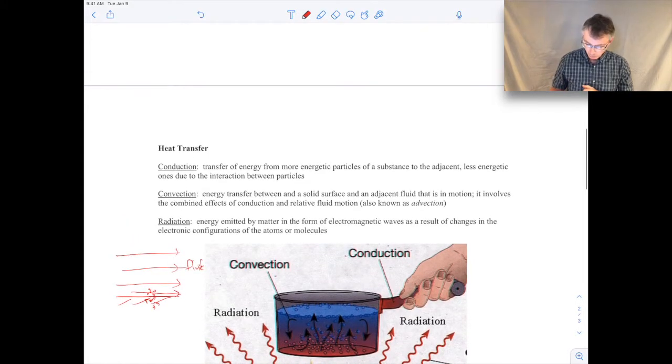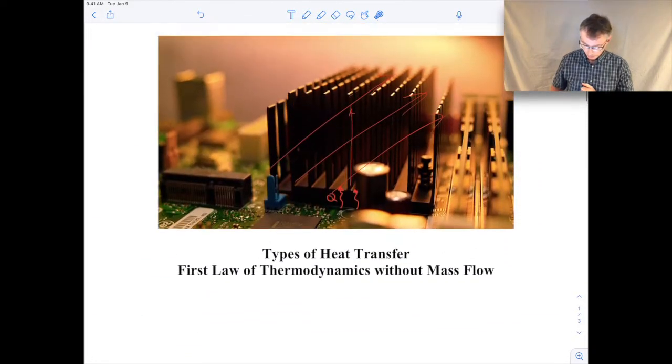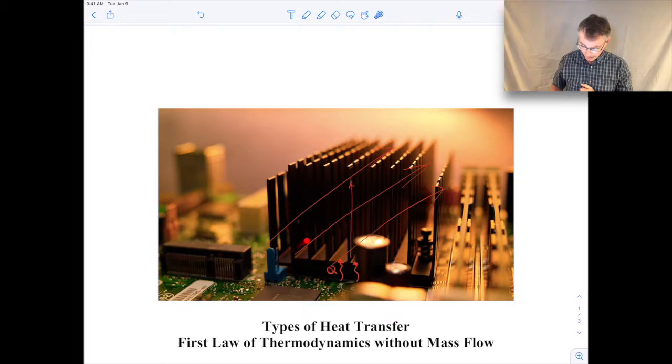So these are the two very common types of heat transfer that one sees just in everyday engineering practice. They both can be quite important in practice. So convection is the process where if you have air blowing past the fins of this heat sink, then it's carrying that energy away.